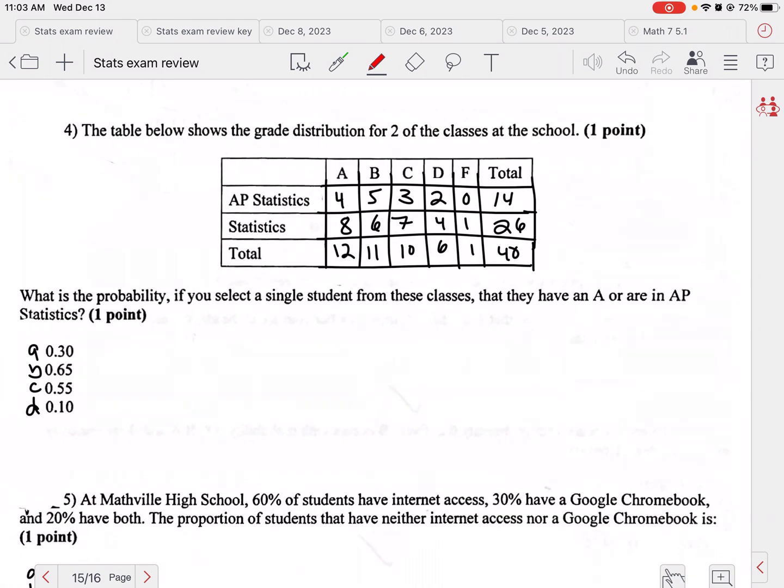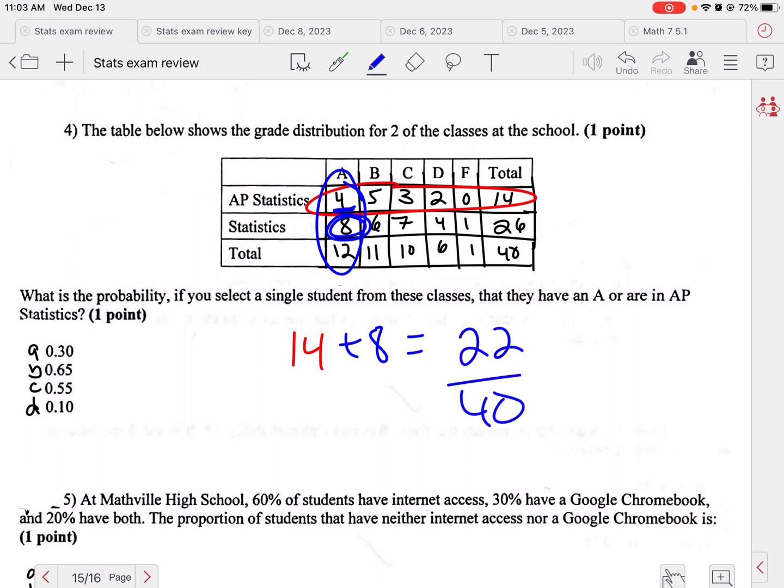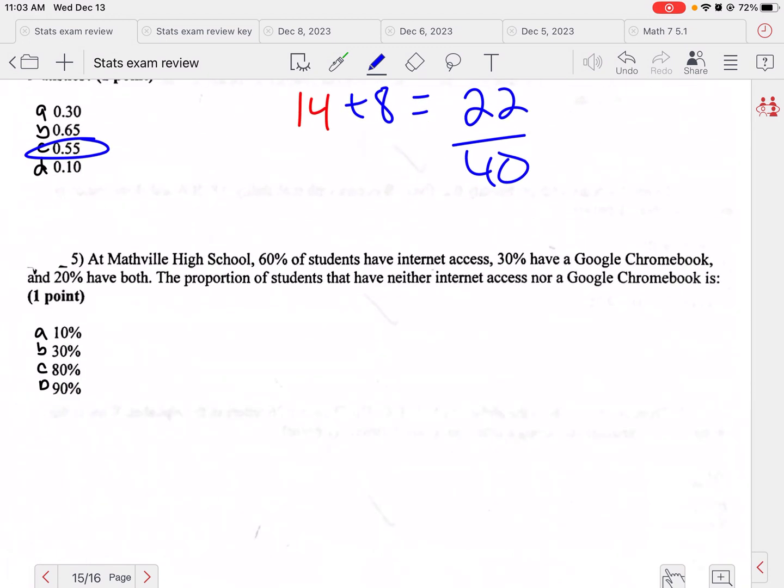What is the probability if you select a single student from these classes if they have an A or AP? So my AP is that there are 14 students, and then my A has 12 students, but I don't want to double count that 4, so I'm just going to add that 8. Okay, 14 plus 8 is going to be 22, and then I would divide that by my total, which is 40. 22 divided by 40 is 55%, or 0.55.